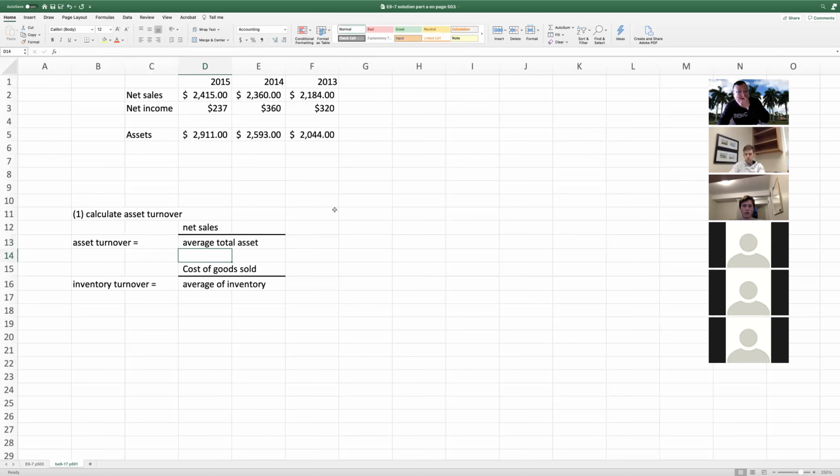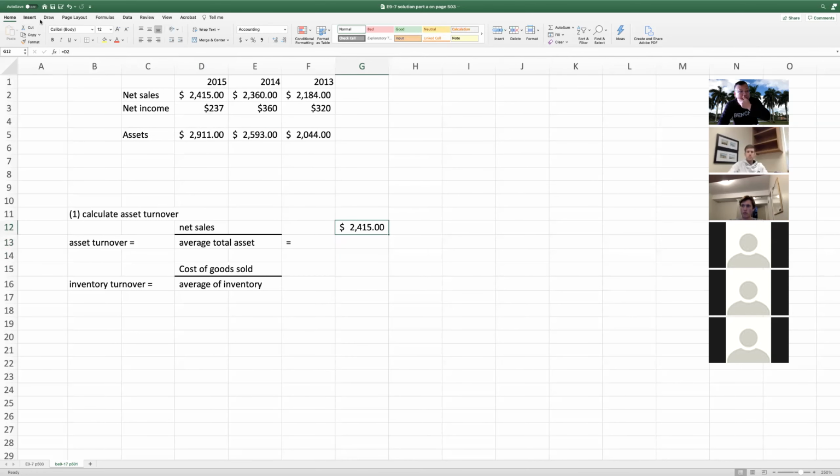Okay. So what's the net sales? That number is given, right? That number is for 2015. For 2015, this number is net sales. What about the average total asset? Anyone? Something divided by 2, right? Tell me what are the two things divided by 2? Is it the previous year and the current year?